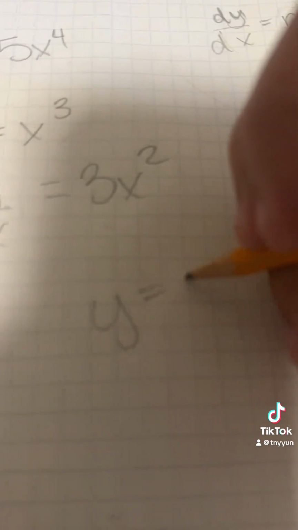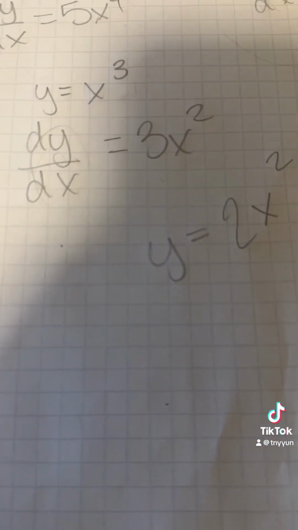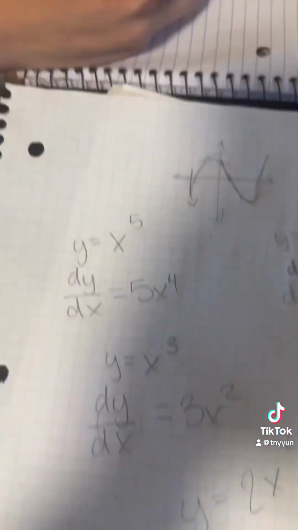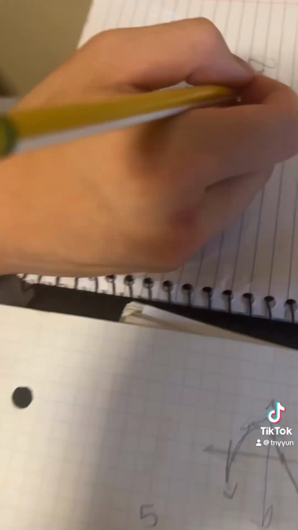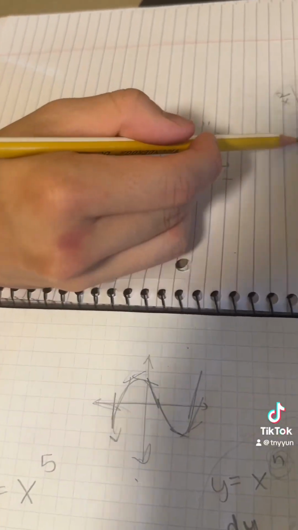Actually, no, I'll do a little different one. Try to do the power rule to this. What is the derivative? Do the same thing, but this time it has a 2 in front of it. What does that do? Is that n? No, that's 1. So what is this? Where's the minus? We'll see.